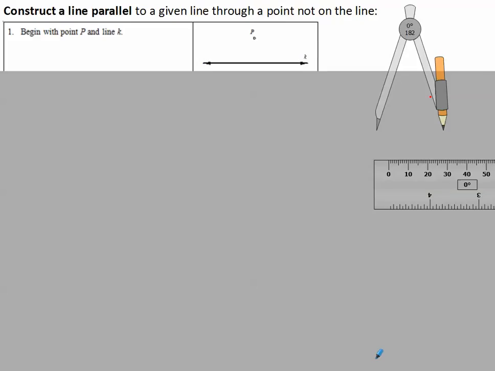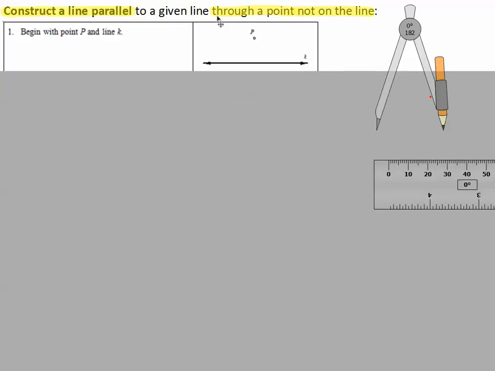Now, the talk of parallel lines wouldn't be complete without being able to construct a line parallel to a given line through a point that's not on the line. So we're going to, very similarly to how we did for perpendiculars, construct parallels. First of all, notice what you're given. You're beginning with a point P and a line K. Point P, line K. That's what you start with.